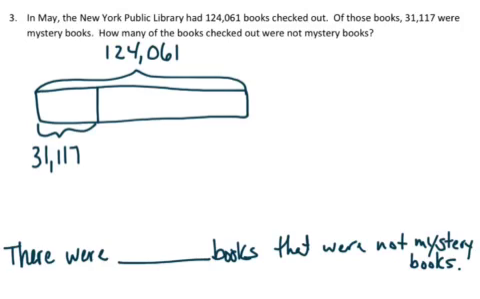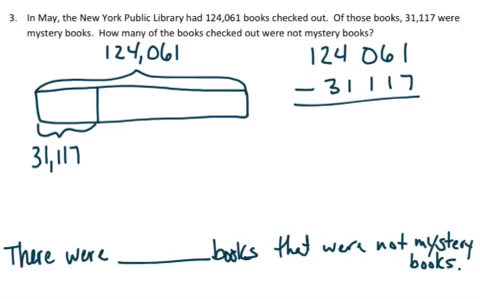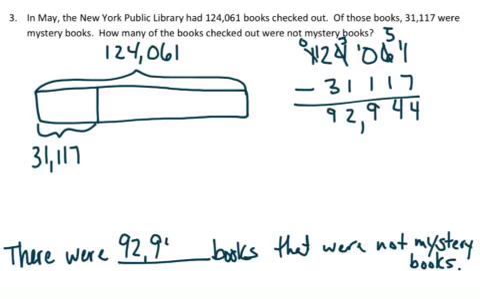So looking at our tape diagram, let's set up our standard algorithm. It's 124,061. We're subtracting 31,117. Okay. And it gives us a difference of 92,944. So now we're going to go and check our answer.